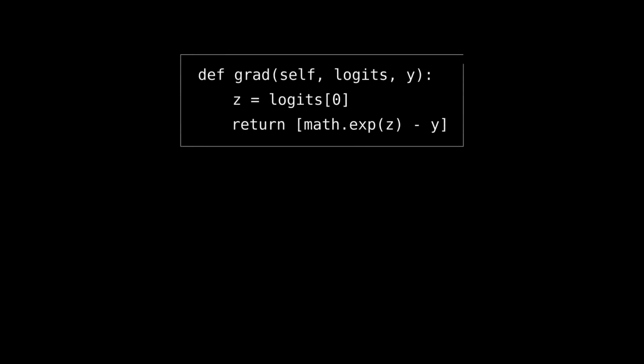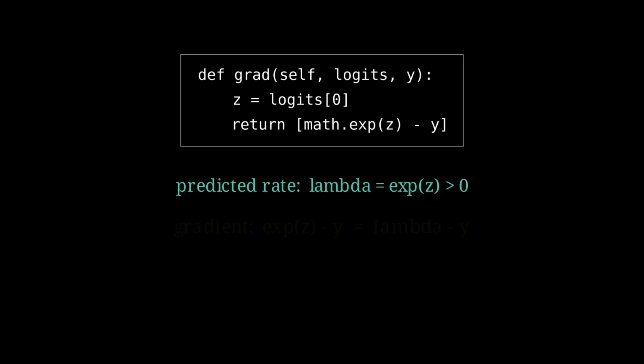Now, counts: how many events happened. Arrivals at a queue, photons on a sensor, defects on a wafer. Swap the head to the Poisson negative log likelihood. The body still emits one raw number, but now we read it as a log rate, and the predicted rate lambda is the exponential of that number, which is positive no matter what the body hands us. And the gradient is the exponential of z minus the target y. That is the rate lambda minus the count y, the predicted rate minus the observed count, the residual again. Different head, different link, exact same shape.